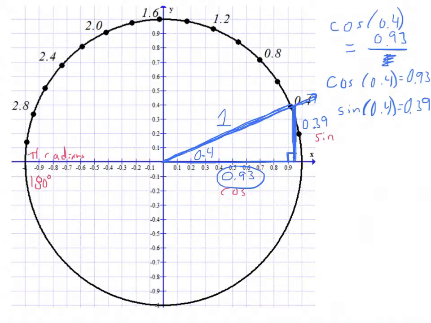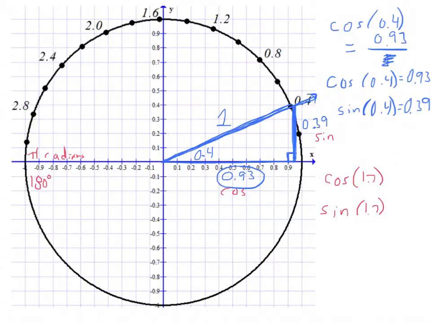Let's take a look at another example of this, and I'll use a different color. We'll use red for this triangle. I now want you to find the cosine of the angle 1.7 followed by the sine of the angle 1.7. So pause the video for a minute, draw that angle, draw the associated triangle, and see if you can figure out what these values should be.